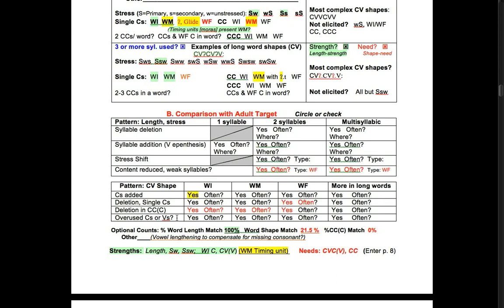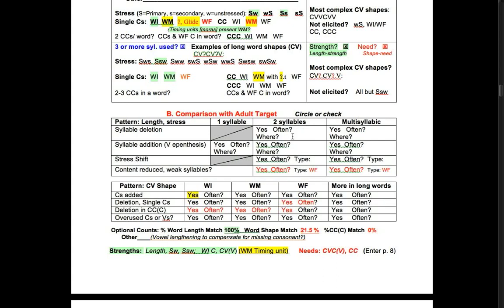So what happens if he deletes one syllable? Well, that can't happen because then there would be no word. So we just start over here at the 2-syllable level. You would check yes if the client deletes from a 2-syllable word and state in what context, for example, final syllable deletion.